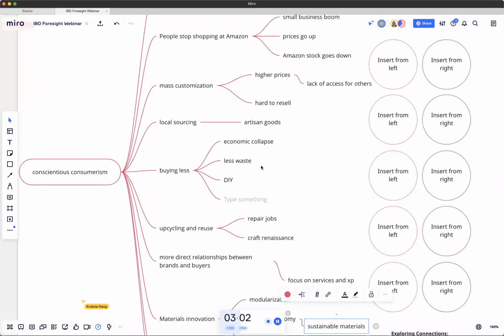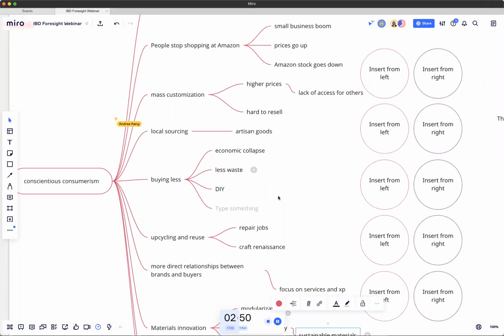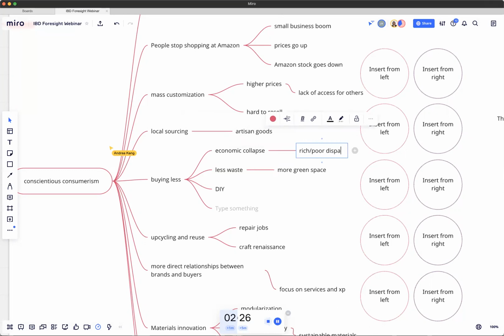Maybe do some third orders on this economic collapse and less waste and the buying less thread. Yeah, for sure. Third order change for less waste is, yeah, maybe less landfills, more green spaces. Okay. Someone said economic collapse could lead to larger disparity between the rich and the poor, so income inequality. Less waste, less guilt, someone mentioned.